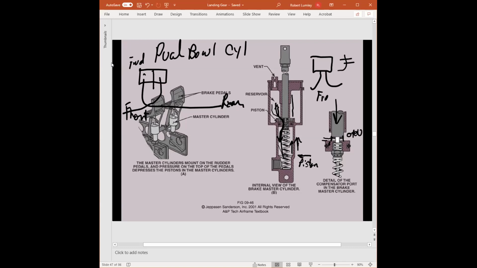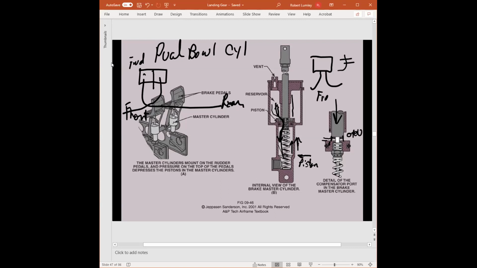So that's the independent master cylinders. Now, what we have to understand about the independent master cylinders is that the braking pressure applied to the brakes is dependent all upon how hard the pilot pushes on the brakes. It's like having manual brake systems in a car. Most people don't have manual brakes anymore.